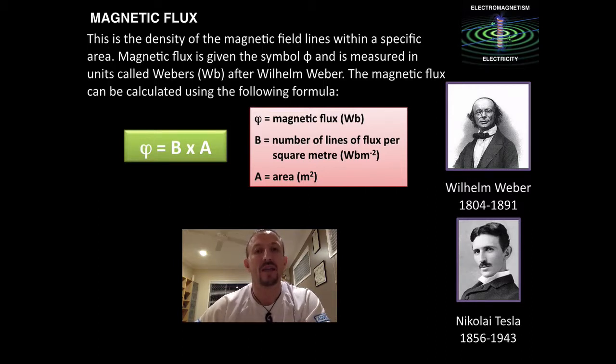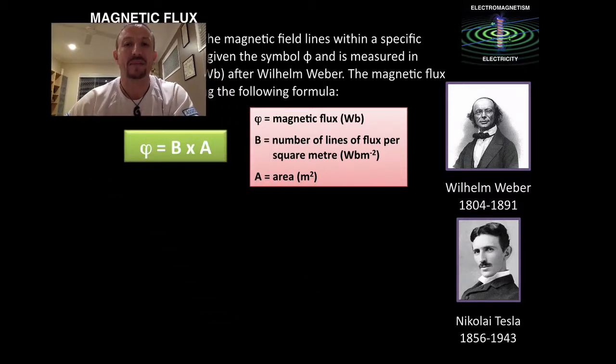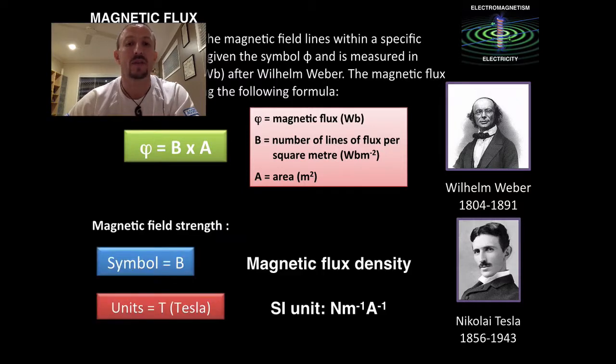Now, as well as knowing that, we also need to know about our magnetic field strength, or B, which is the number of lines of flux per square meter. Now that was determined by Nikola Tesla, 1856 to 1943. He's down in the bottom right hand corner here. The magnetic field strength is given the symbol B and is otherwise known as the magnetic flux density, or the number of lines per square meter.